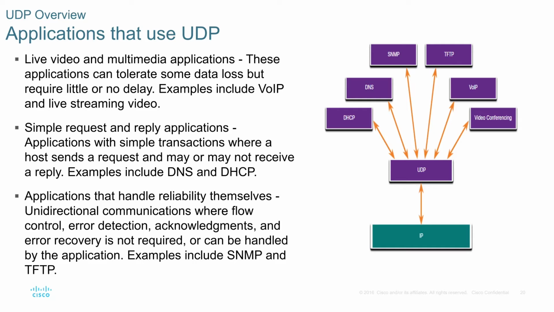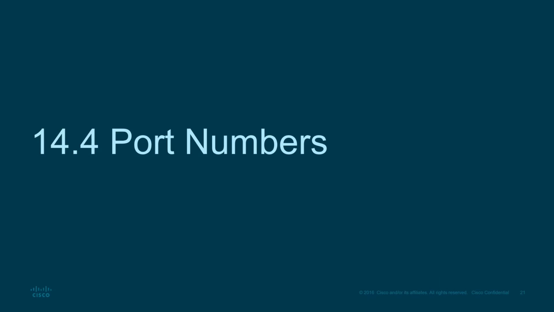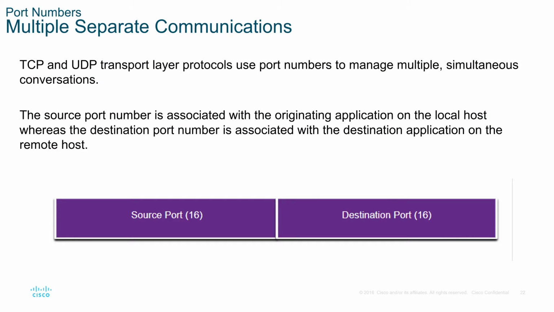Unidirectional communications where flow control, error detection, acknowledgments, and error recovery is not required or can be handled by the application. SNMP, Simple Network Management Protocol, and TFTP, Trivial File Transport Protocol, are two examples. Port numbers are critical so that the sending system and the receiving system understands what we are trying to do. TCP and UDP transport layer protocols use port numbers to manage multiple simultaneous conversations.